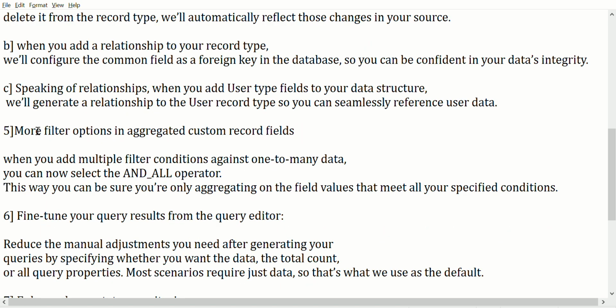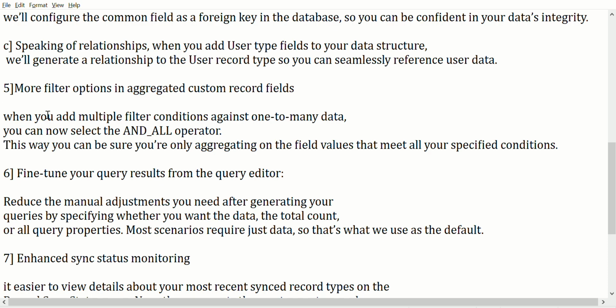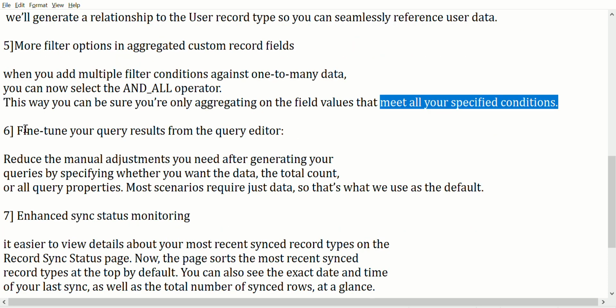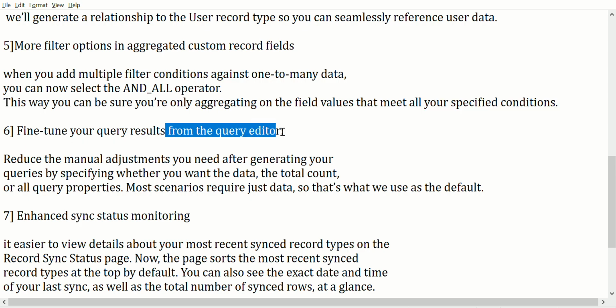The fifth point I'll be covering is that we have more filter options in aggregation custom record fields. Just as an example, when you add multiple filter conditions against one-to-many data, you can now select the and all operators. This way you can be sure you are only aggregating the field values that meet all the specified conditions. The sixth point I'll be covering is fine-tuning your query results from the query editor.